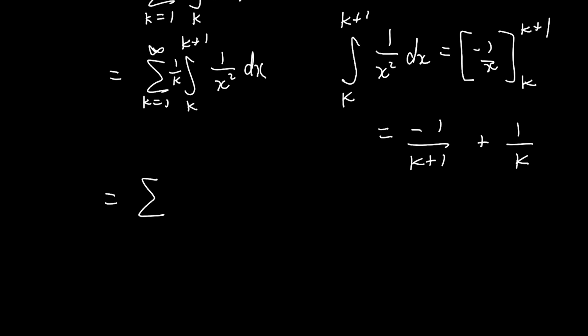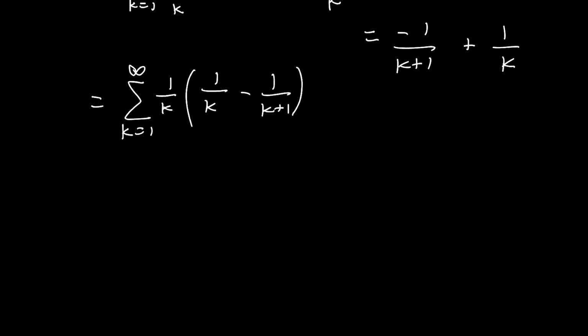So if we were to put this together, we have sum from k equals 1 to infinity of 1 over k, and then we've evaluated that integral as 1 over k minus 1 over k plus 1. Alright, so now we have this series to work out: k equals 1 to infinity, 1 over k squared minus 1 over k times k plus 1. Okay, so let's evaluate this series.